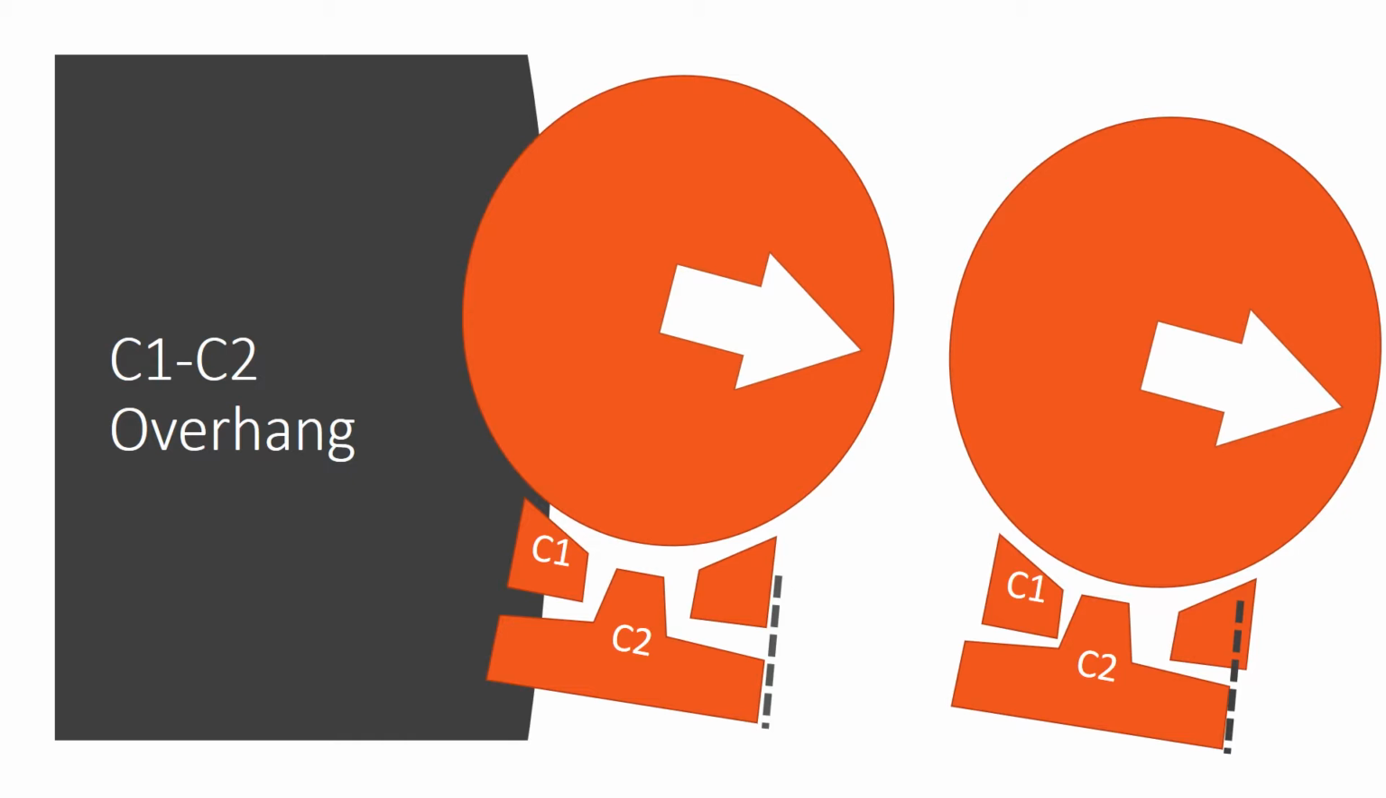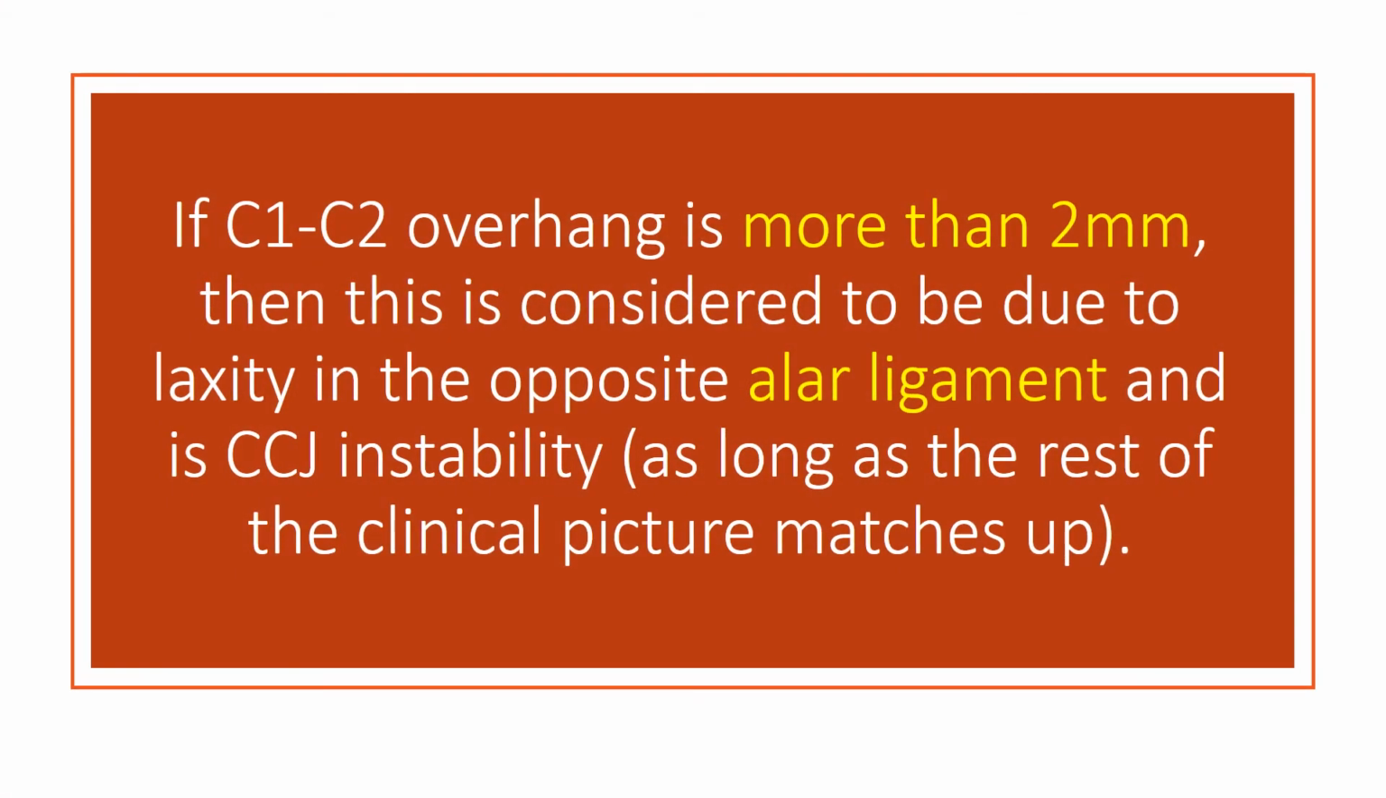So C1, C2 overhang is nothing more than having the patient bend their neck and then looking at whether or not these guys line up, C1 and C2, or whether or not the C1 shifts that way relative to the C2. And if it's more than 2 millimeters or so, or about 2 millimeters, then this is considered to be due to laxity, again, the opposite alar ligament. And that's one of the things that would determine CCJ instability, again, as long as the rest of the clinical picture matches up.